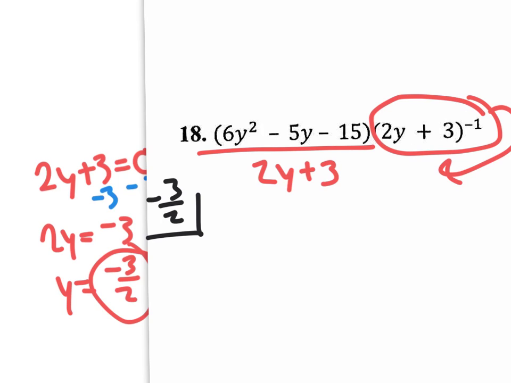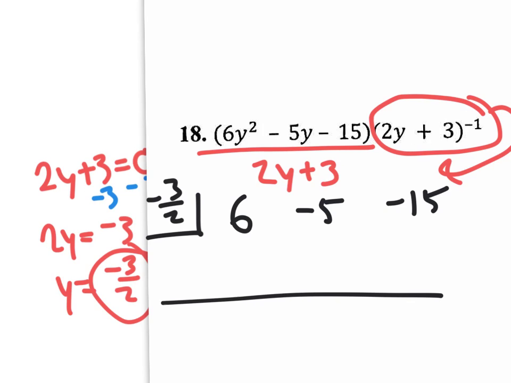And the coefficients over here, what are the coefficients over here? 6, negative 5, and negative 15. So 6, negative 5, and negative 15. And we put this division bar down there. Or not division bar, call it an addition or subtraction bar. And as you go down, you just add.